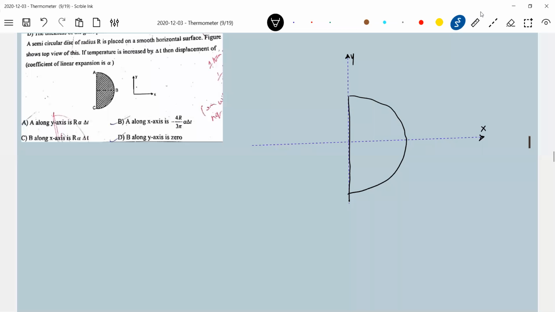No, there's a structure. So we'll take O, A, B. I'll make it D, because C I'll use for center of mass. Okay, this is the structure we have.